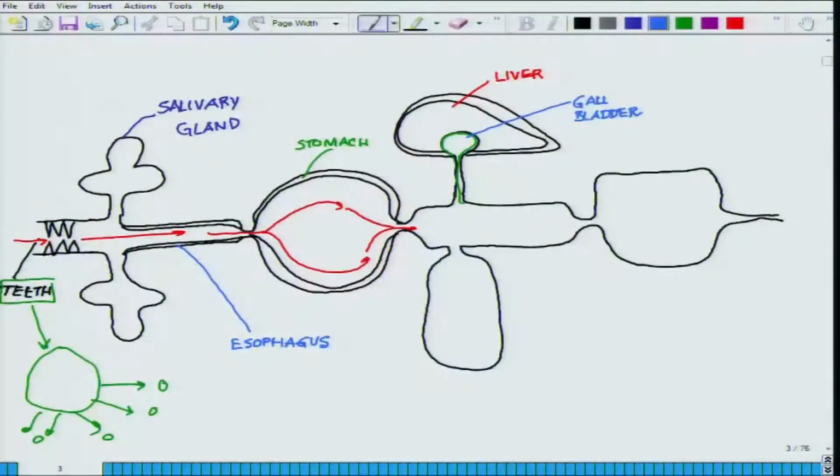Okay. Coming back to this, so this is the gallbladder, and there is another organ you could see on the other side. I haven't drawn the organ fully, it looks more like this, and this is your pancreas.